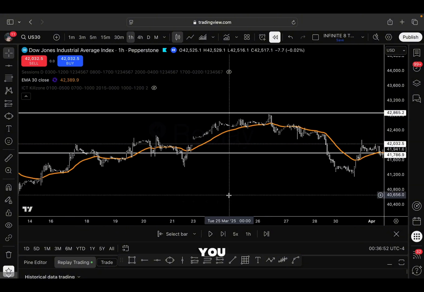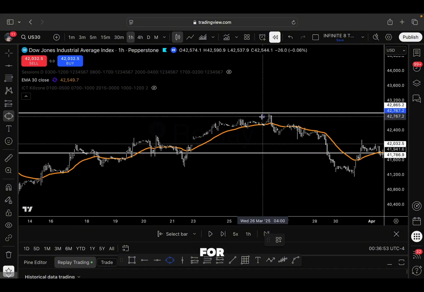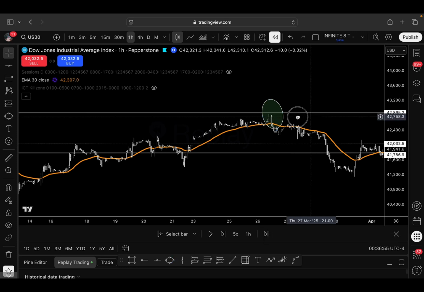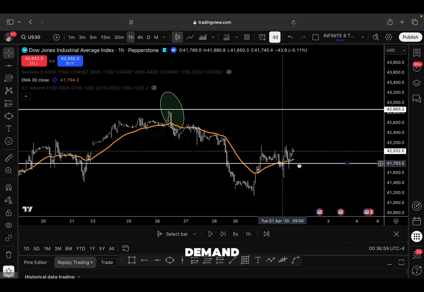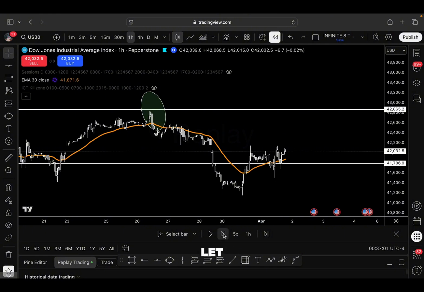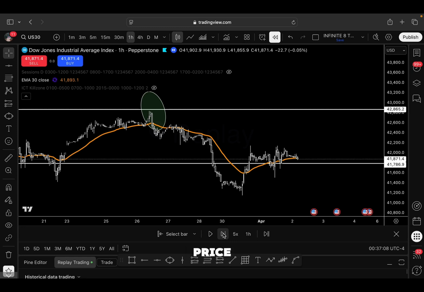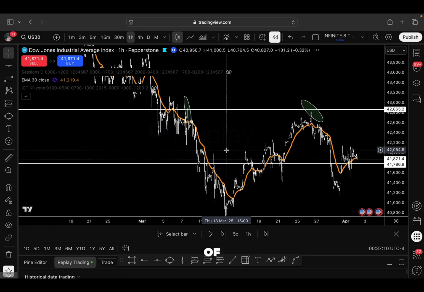So if you come over here, you can see another zone hit for it to sell. Okay, come over here, now it's on my 4 hour demand zone. So what we're gonna do is let price play out and see what it does. Remember what we said before, price can consolidate inside of a zone.